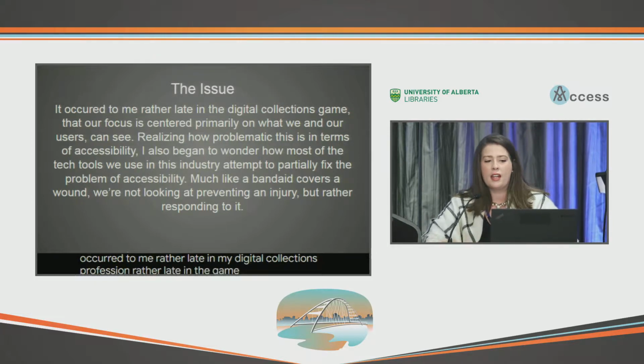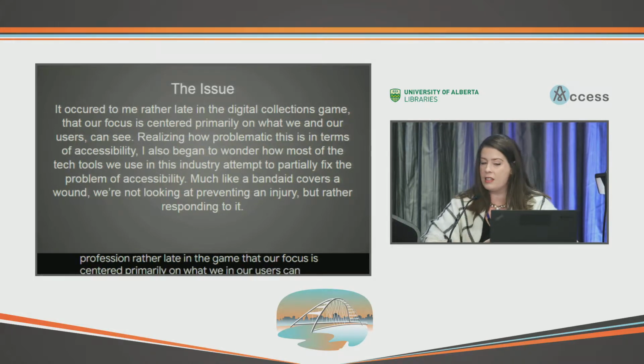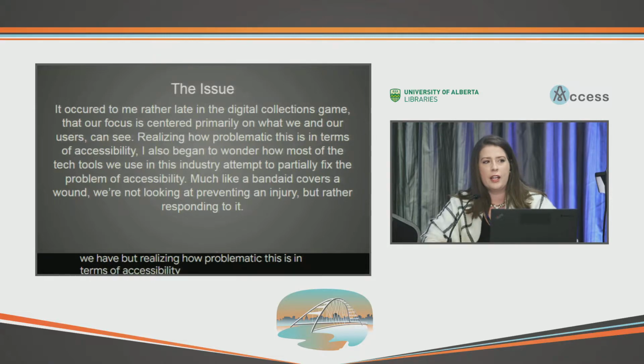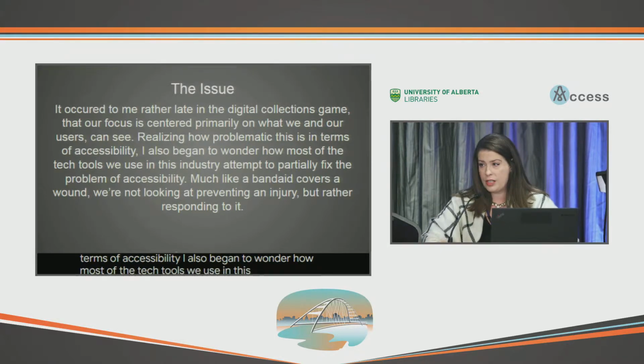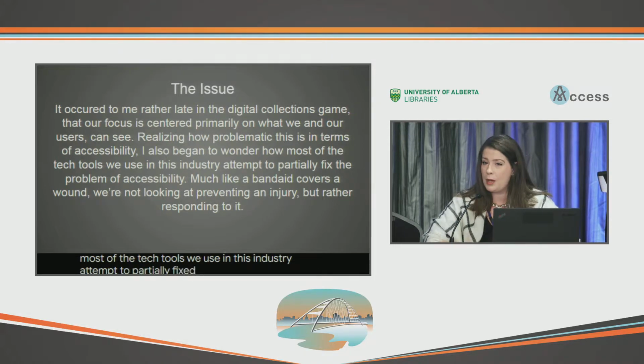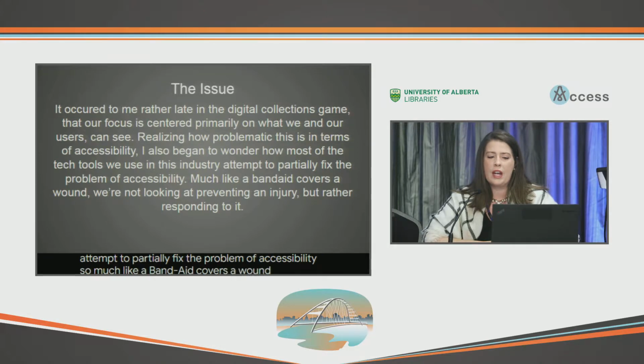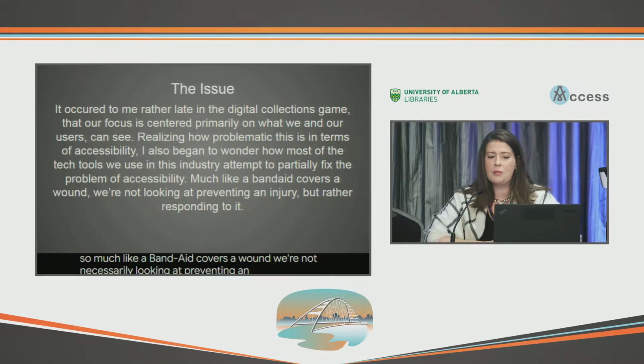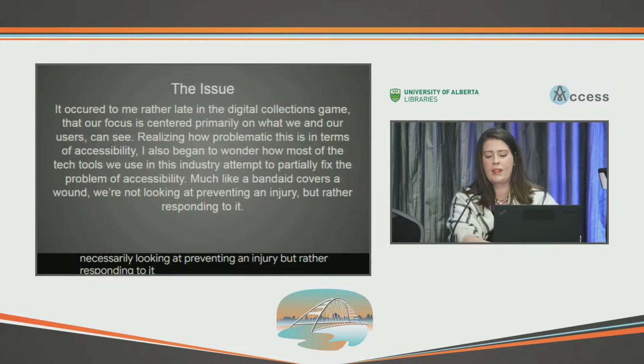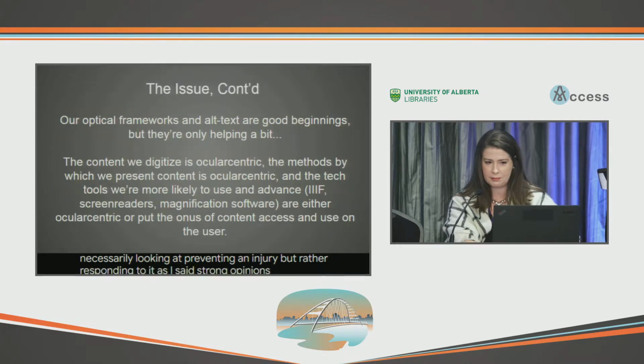So the issue: it occurred to me rather late in my digital collections profession, rather late in the game, that our focus is centered primarily on what we and our users can see, which is natural. That's the majority of materials that we have. But realizing how problematic this is in terms of accessibility, I also began to wonder how most of the tech tools we use in this industry attempt to partially fix the problem of accessibility. So much like a Band-Aid covers a wound, we're not necessarily looking at preventing an injury, but rather responding to it. As I said, strong opinions.